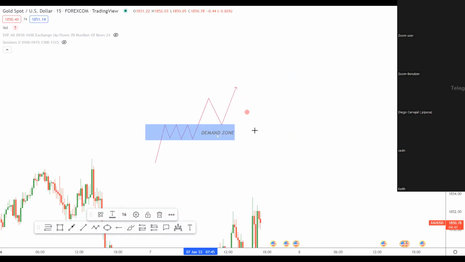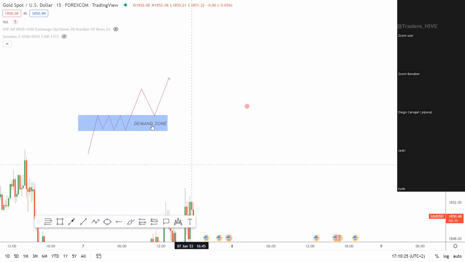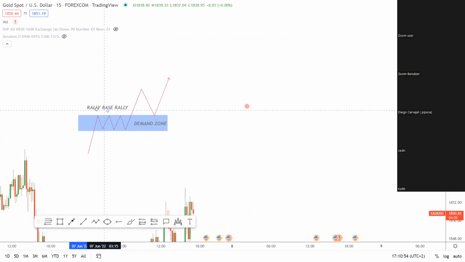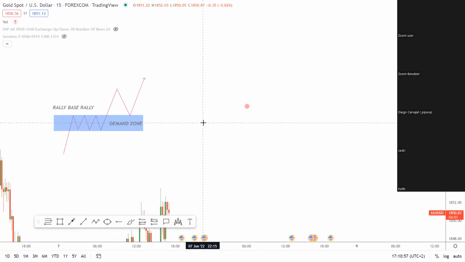Now we will go back to the chart. We're looking firstly at some examples, and then we will look at real-life examples. So this is the first example. Now it will be much faster, don't worry. As you go practicing, you will start seeing this all the time, and you will identify them very easily. Sorry, rally base rally. This is the first example of a demand zone formation, the rally base rally.